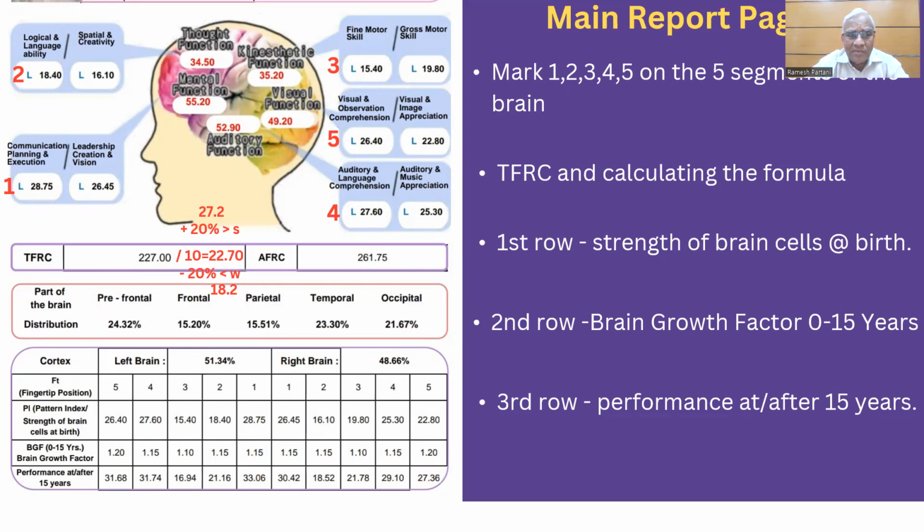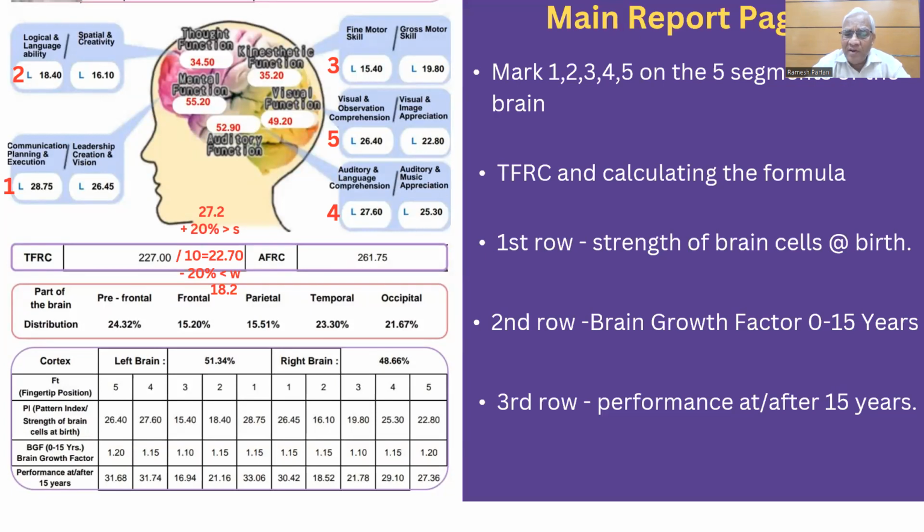So now with this position at birth, the number of lines on the 10 fingerprints which are given above at the time of birth, these are all plotted in the table below in the first line. The table has 3 lines. So there is first line, which is strength of brain cells at birth. Just above this first line, you have left brain, 1, 2, 3, 4, 5. You have right brain on the right side, 1, 2, 3, 4, 5.